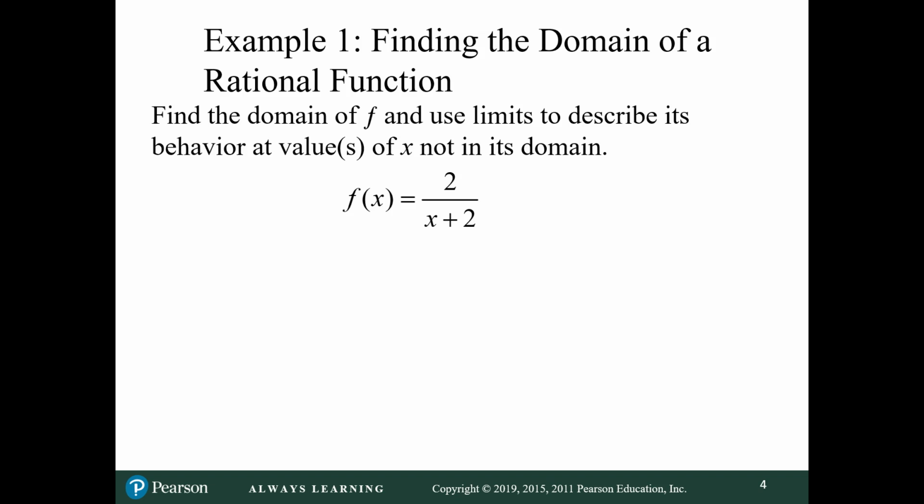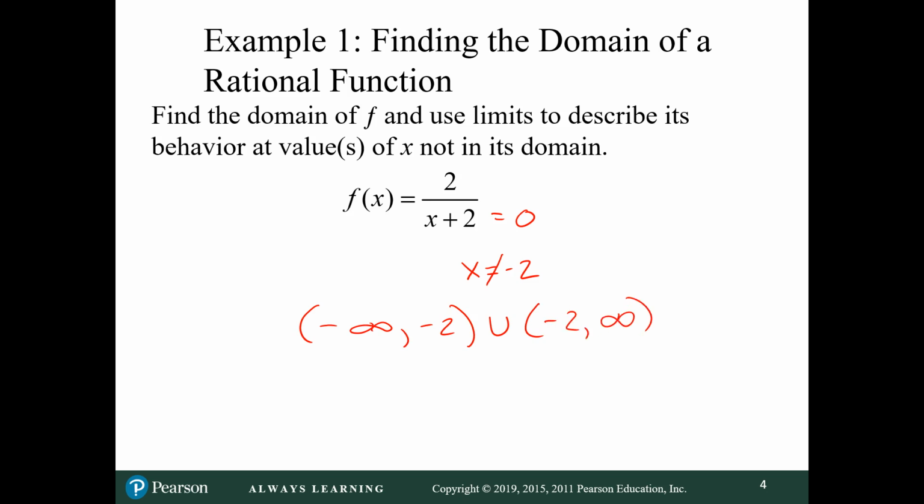So if we're asked to find the domain of this rational function, the domain depends on the denominator. You cannot have a negative inside a square root, and you cannot have a zero in the denominator. What would make this denominator zero? So the domain on this is all real numbers except for negative 2, which in interval notation is negative infinity to negative 2 in union with negative 2 to infinity.